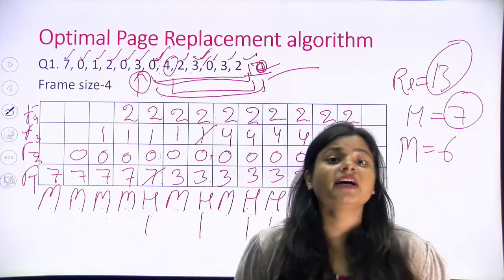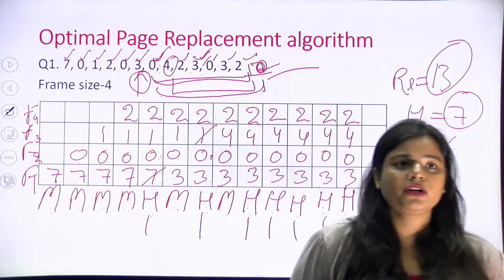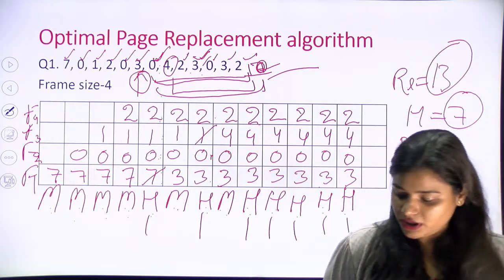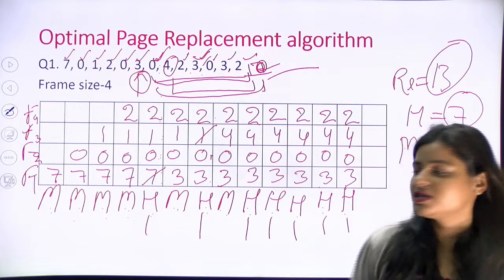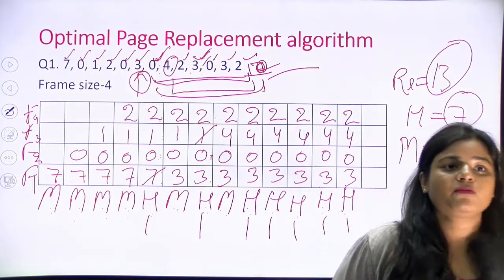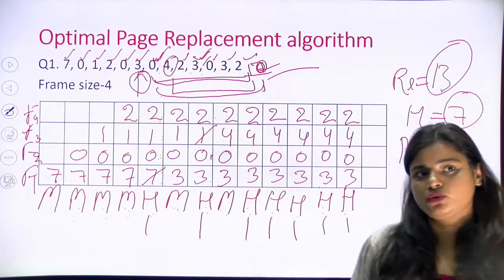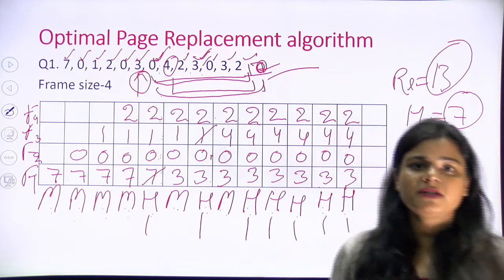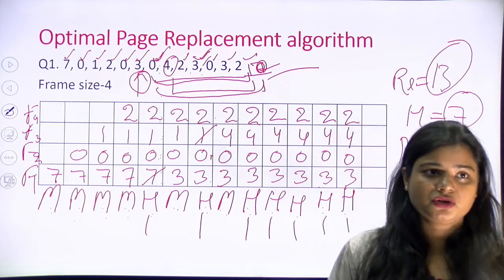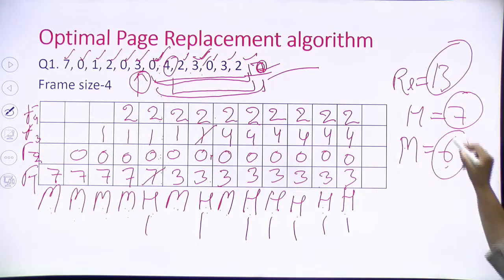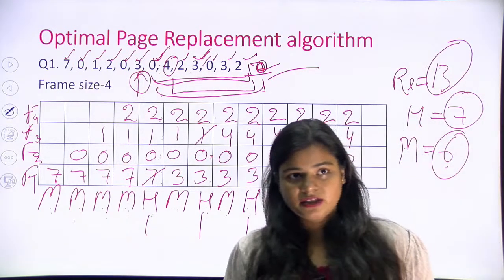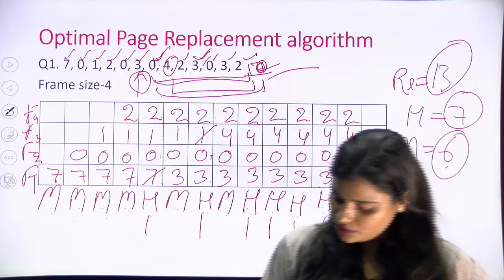Now I am going to calculate the total number of page replacements. I have calculated 6. I am going to find out the miss ratio. So how will we calculate the miss ratio? Miss ratio means 6 divided by total number of references, multiplied by 100. This would be my final miss ratio.